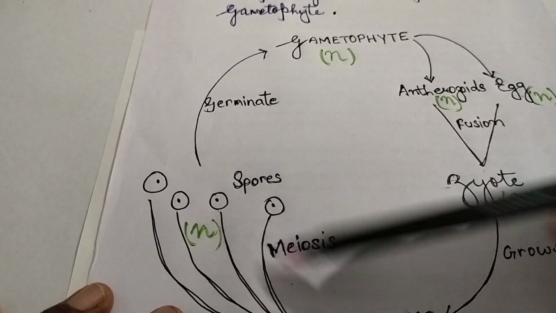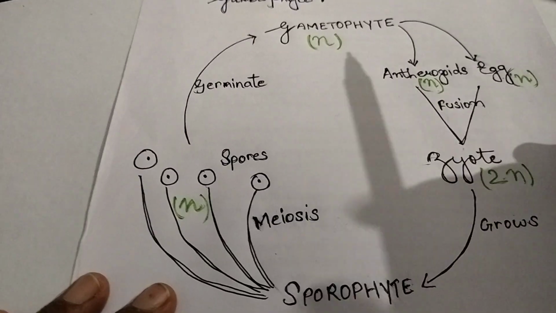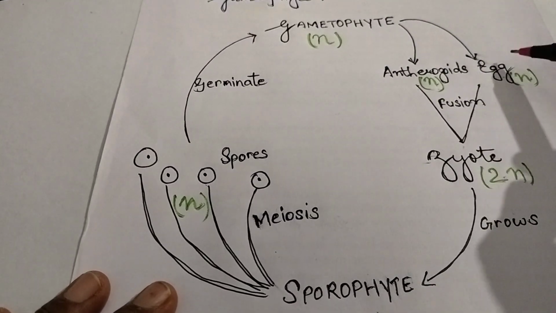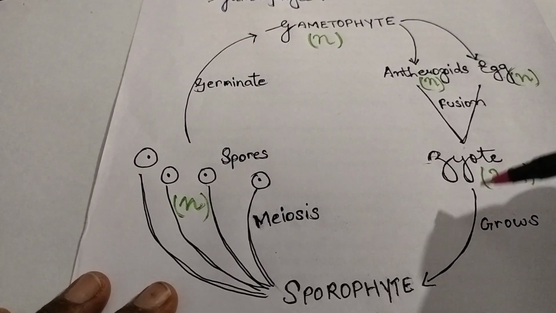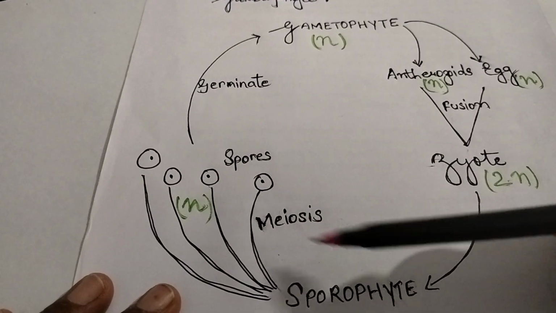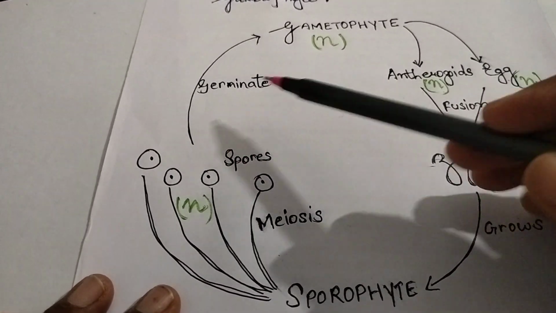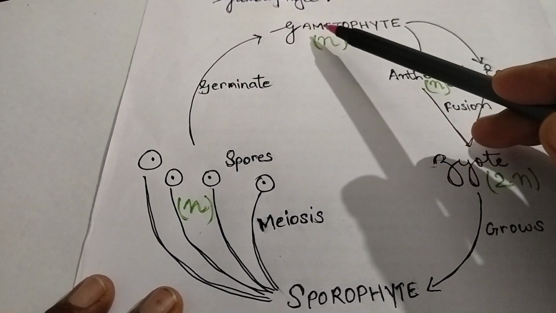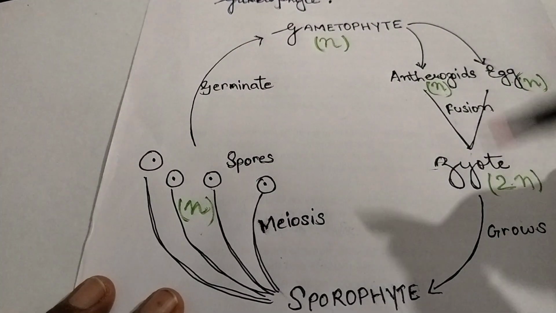See, this is the whole life cycle of bryophytes. Haploid gametophyte produces haploid gametes, which fuse together to form diploid zygote. Zygote grows to form diploid sporophyte. Some cells of the sporophyte undergo reduction division to form haploid spores. Haploid spores germinate again to form gametophyte. See, this life cycle goes on like that.